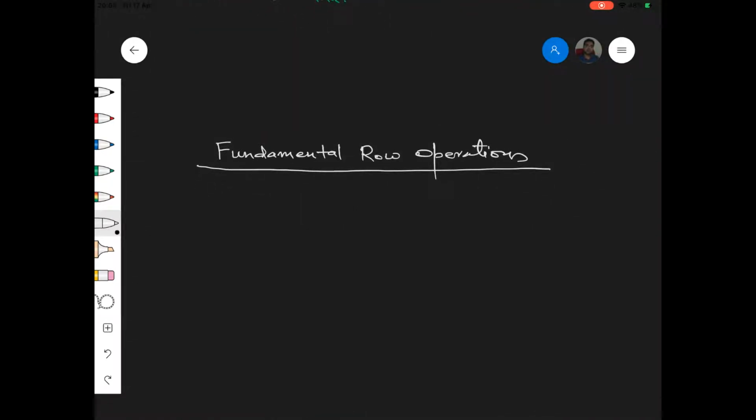In reality, there are three fundamental row operations. Going one by one, number one is the addition of a multiple of one row to another. That is, if we have two rows R1 and R2, we replace R1 by R1 plus alpha times R2. So this is the first fundamental row operation. It says the addition of a scalar multiple of another row to a row.